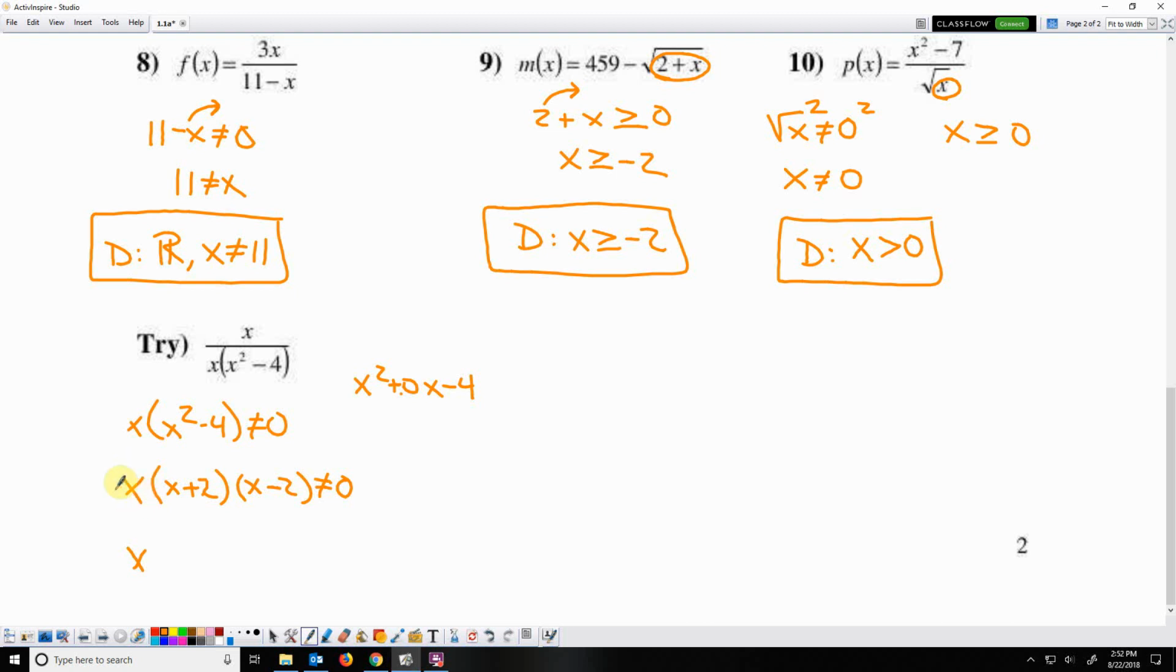So what makes this factor equal 0? If I put in a 0 for x, this factor will be 0. If I put in a negative 2, this factor will equal 0. And if I put in a positive 2, this factor will equal 0. So there are three things that x cannot be. So x can be all real numbers. Let me get rid of that and say the domain is all real numbers except x cannot equal 0, and it can't equal 2 or negative 2. And if we want to go shorthand with that, we can do plus or minus 2. So 0, positive 2, and negative 2 are what x cannot be.